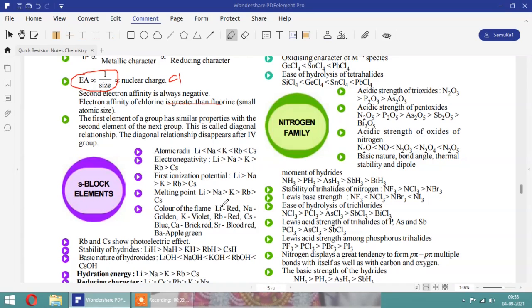For lithium, the color of the flame is red. Sodium, it is golden yellow. For potassium, it is violet. Rubidium, it is red. For cesium, you will get a flame test of blue. Calcium is a brick red. Strontium is a blood red color, also called crimson red. And for barium, it gives apple green color. Rb, rubidium and cesium show photoelectric effect.